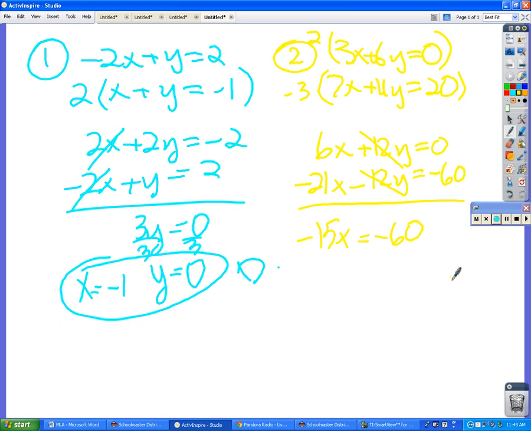What do I do to solve that? Divide by negative 15. So x equals 4. Okay, Lexi?